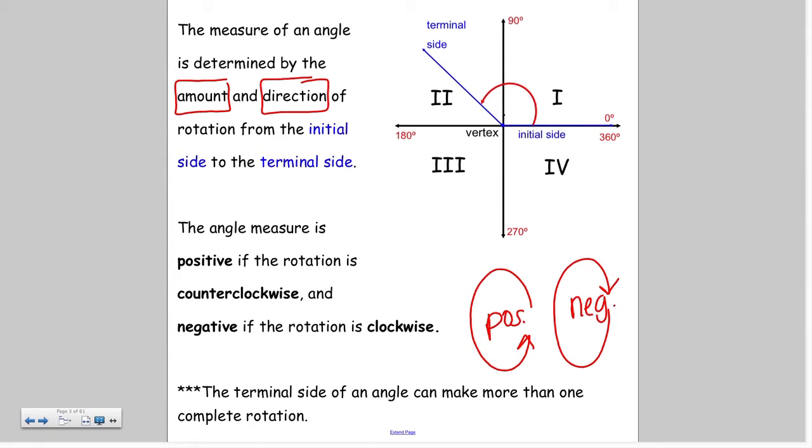The terminal side of an angle can make more than one complete rotation. All the way around is 360 degrees. So if you have an angle that's 480 degrees, you've gone a complete 360 and then a little bit more.